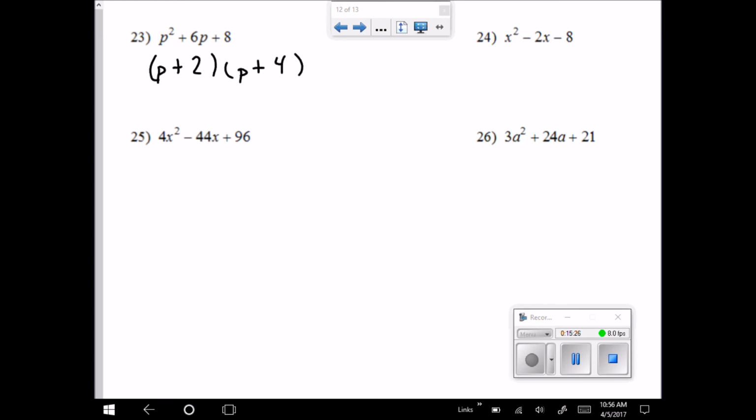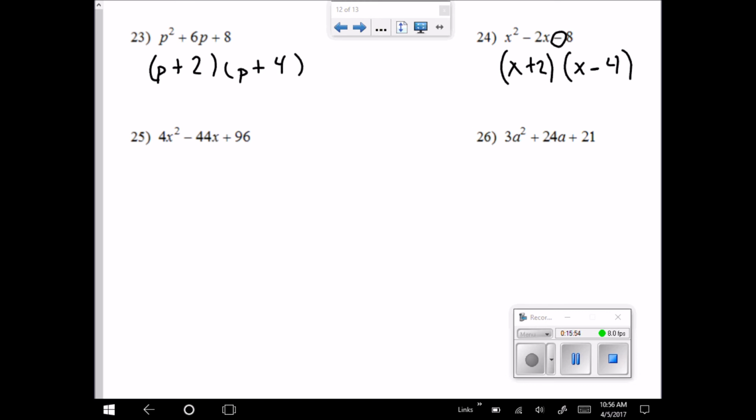Okay. Then we have this one. We're going to do the same thing. We don't have a GCF. This one we have different signs based on this sign right there. So this is going to be plus minus. So I need factors of 8 that subtract to give me 2. So that's going to be 4 and 2. I know I need a negative 2. So my 4 needs to go with my negative and my 2 needs to go with my positive.